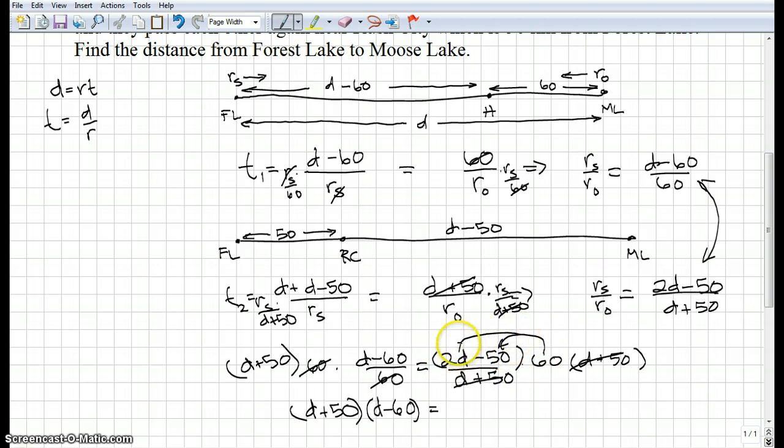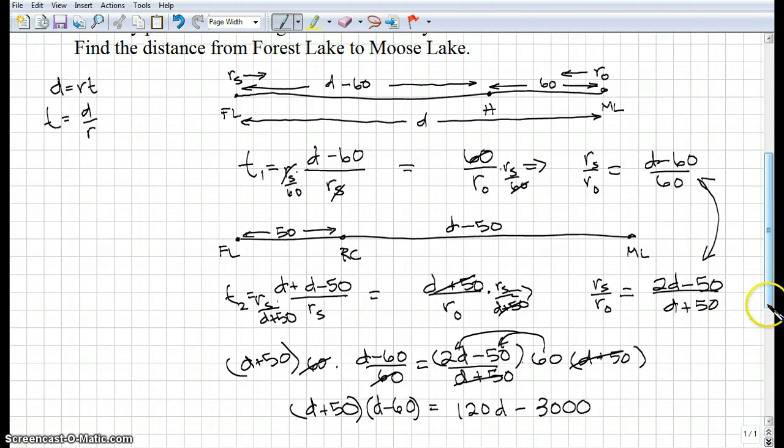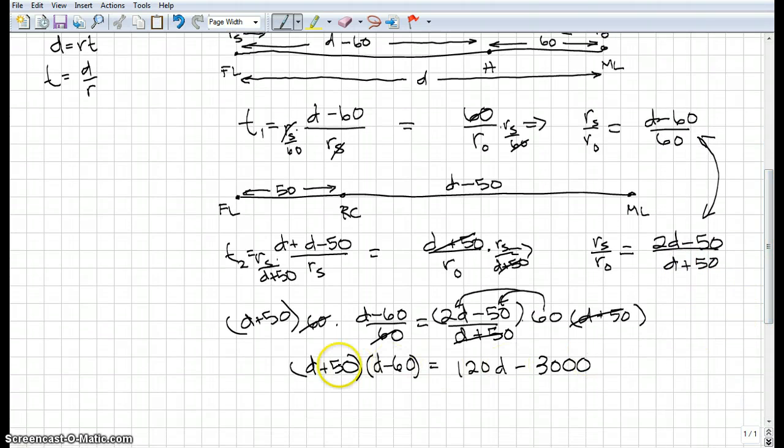Why don't we combine some steps here? Alright, so that's equal to 120D minus 3,000. We got 2 zeros and then a 30, so 100 times 30, 3,000. Alright, well, let's keep going with this and finish up our algebra here. Let's multiply these two things together. Basically what we're doing is distributing this whole expression within here.